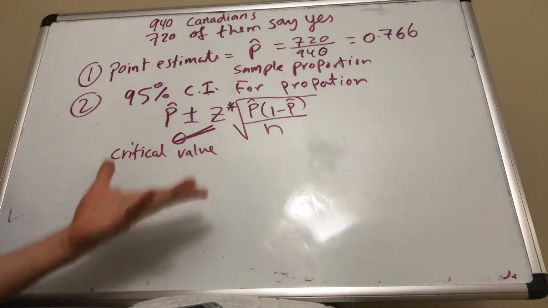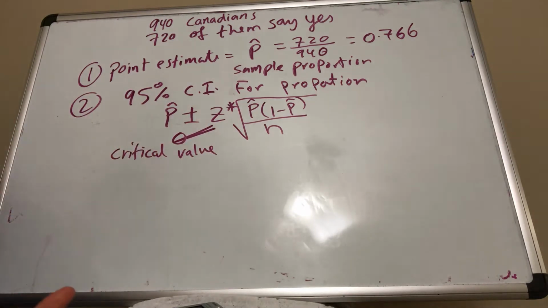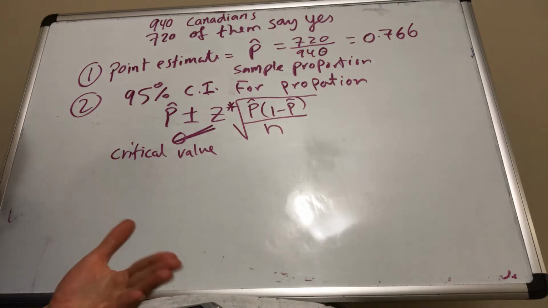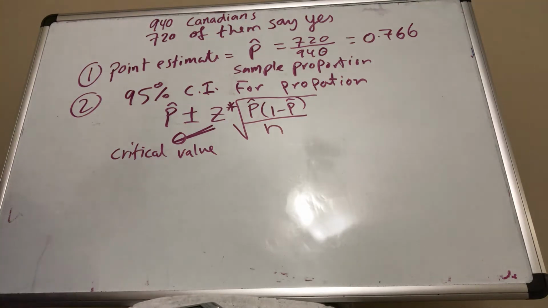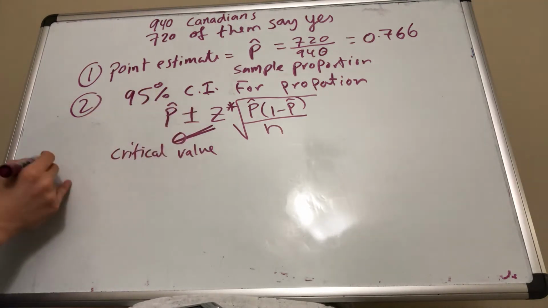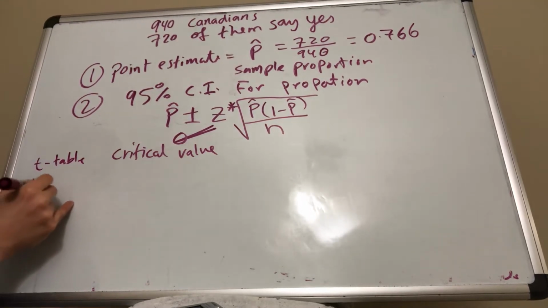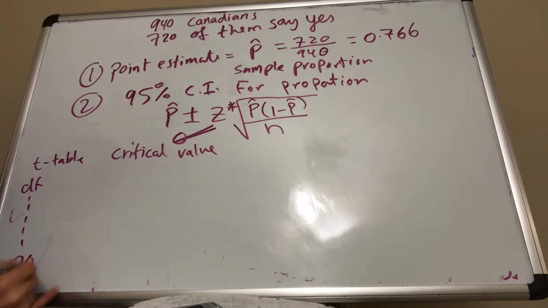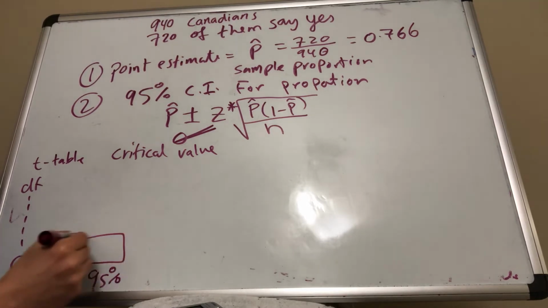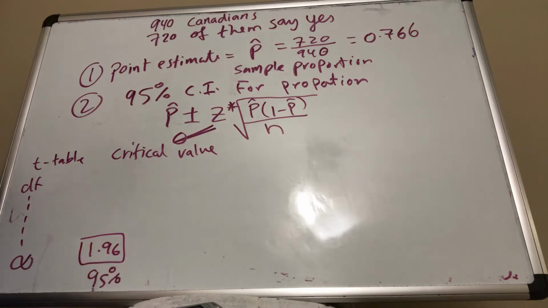Now, although it's Z, we don't get it from the Z table. We get it from the T table. It's much faster to get it from the T table. Remember, it's 95%. So you go to the T table. In the degrees of freedom, you go to the degrees of freedom infinity. And in that line infinity, you see what's the common number between infinity and 95%? You'll see it's 1.96. That's the number you go with as the critical value.